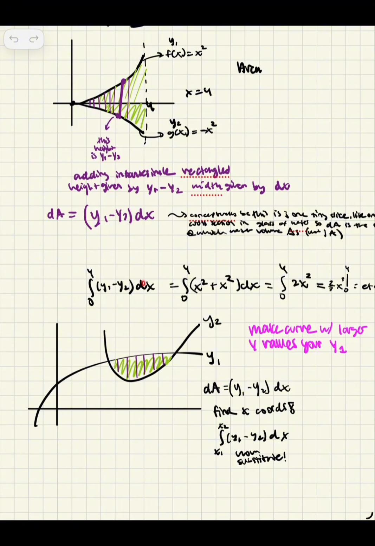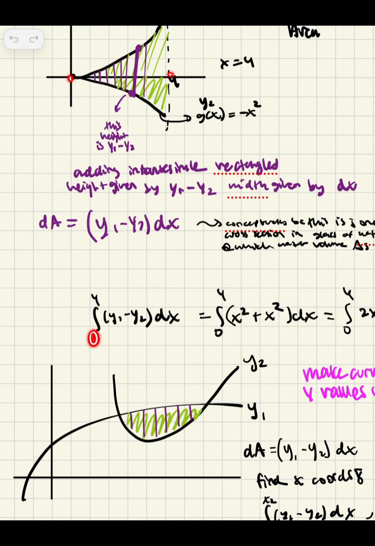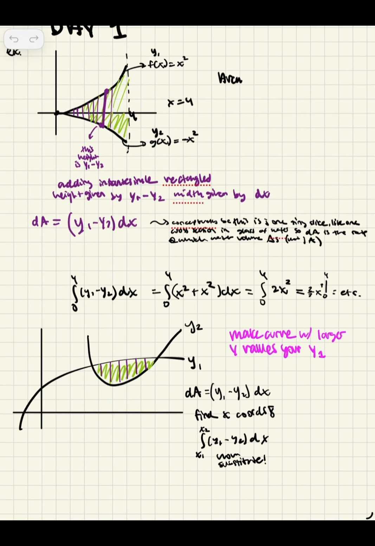So here it's in terms of x, right? Because you are integrating like this with your dx's. So you have to choose the two x values. So here we're going to go between 0 and 4, and we want y1 minus y2 dx, yeah? Now we will substitute, and again, you have to substitute these equations in terms of x. So f of x is y1, so it's going to be x squared minus negative x squared, which is the same thing as plus x squared, which is where you get this.